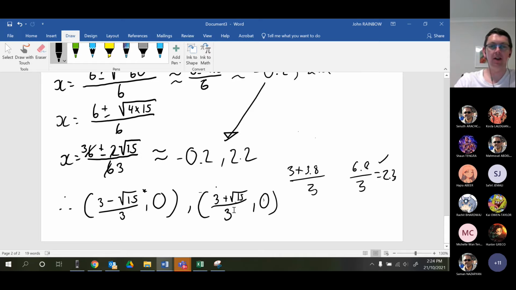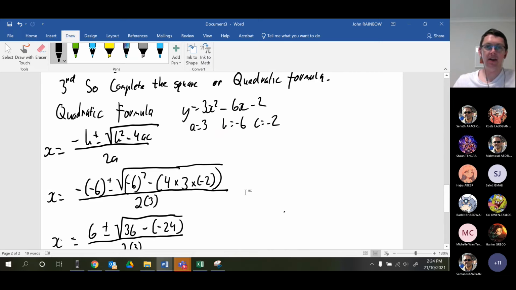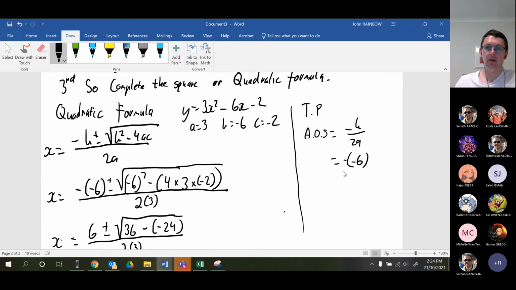And now I know where they are. I know where my x-intercepts are, and so on. So then to find the turning point, I know that I can find the axis of symmetry equals negative b on 2a. So negative b is negative 6, so it's actually going to be 6. Let's do it slowly. Negative 6 on 2 times a, on 2 times 3. So that's going to actually be 6 on 6, right? So therefore, x will equal 1.